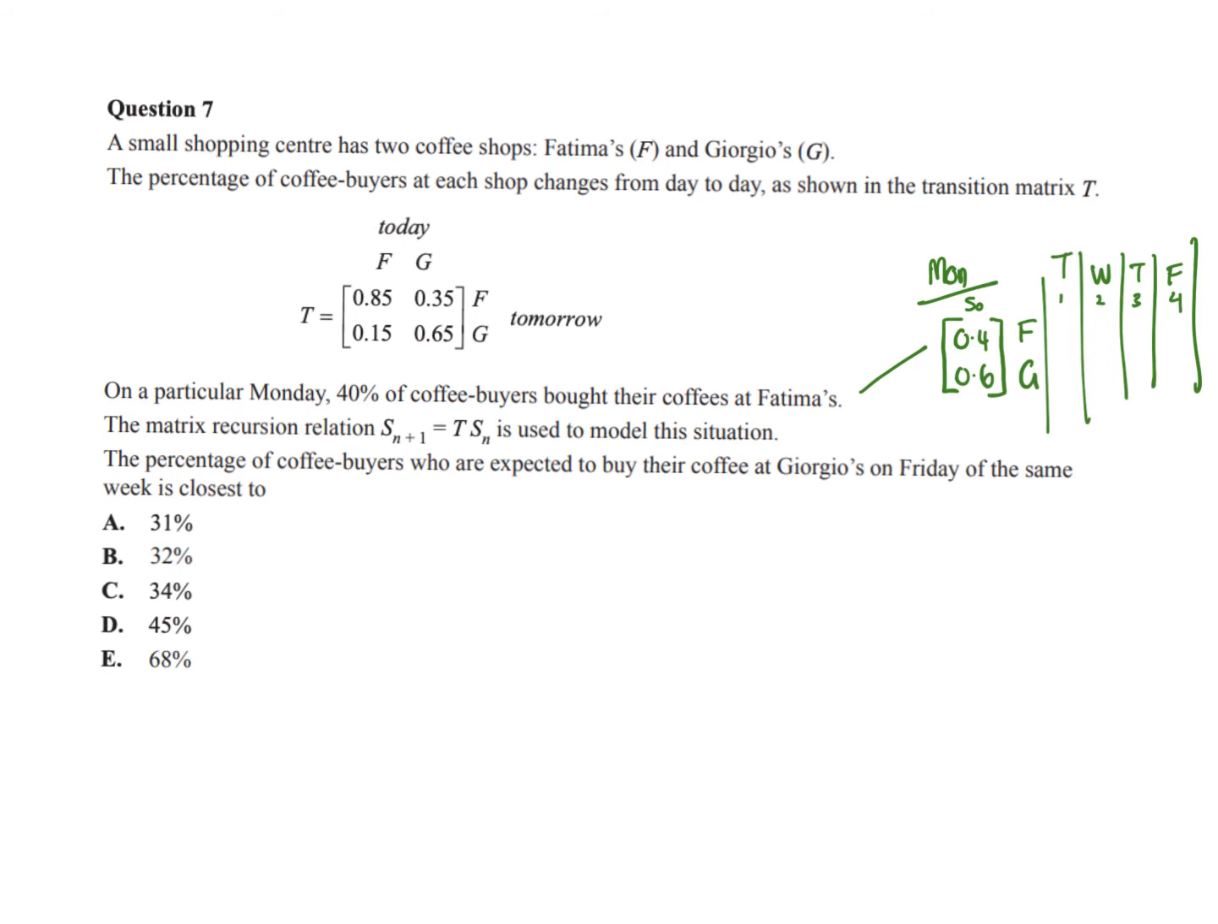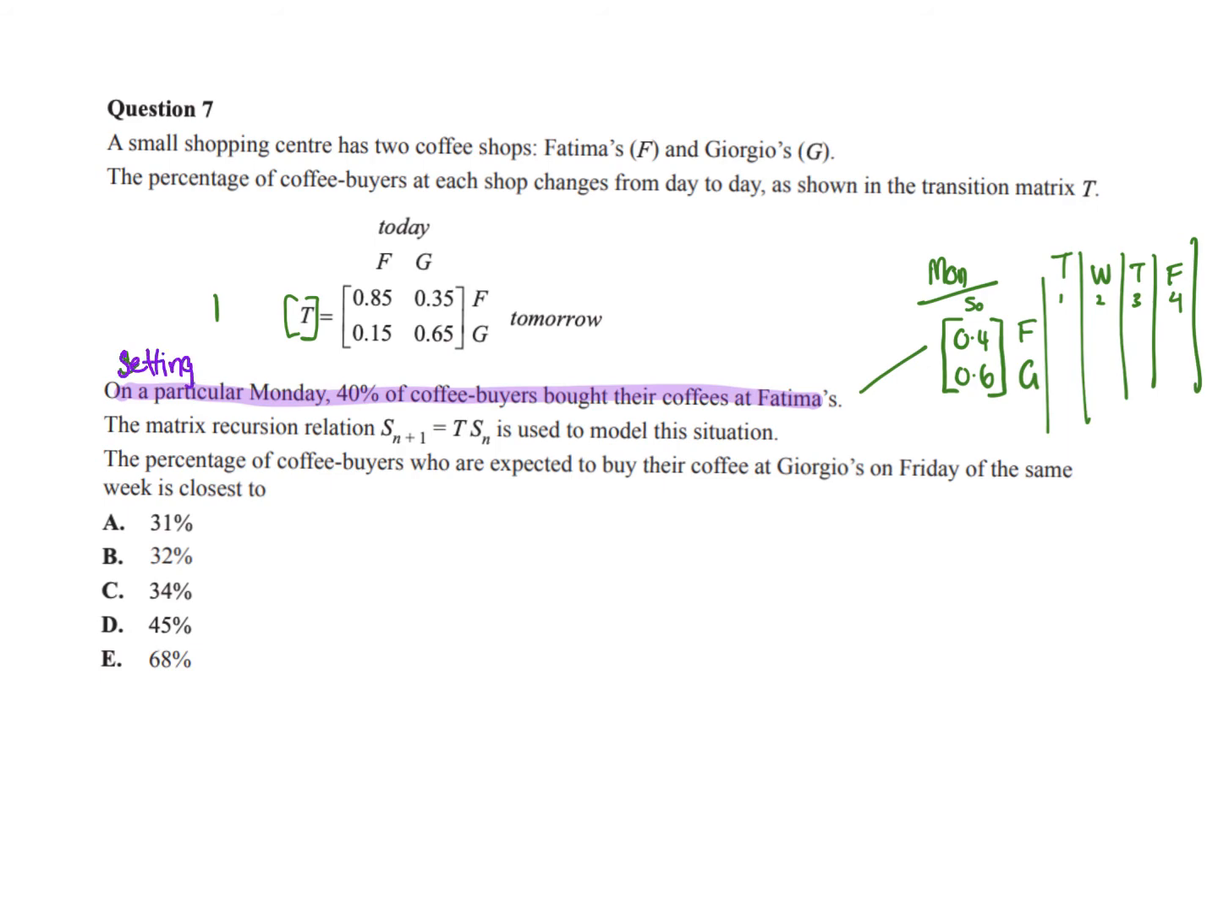So a small shopping centre has 2 coffee shops, Fatima's and Giorgio's. The percentage of coffee buyers at each of the shops changes from day to day and is shown in the transition matrix. All right, so we've got a transition matrix. On Monday, 40% of coffee buyers bought their coffees at Fatima's. So right here, they're helping you set up a state matrix.